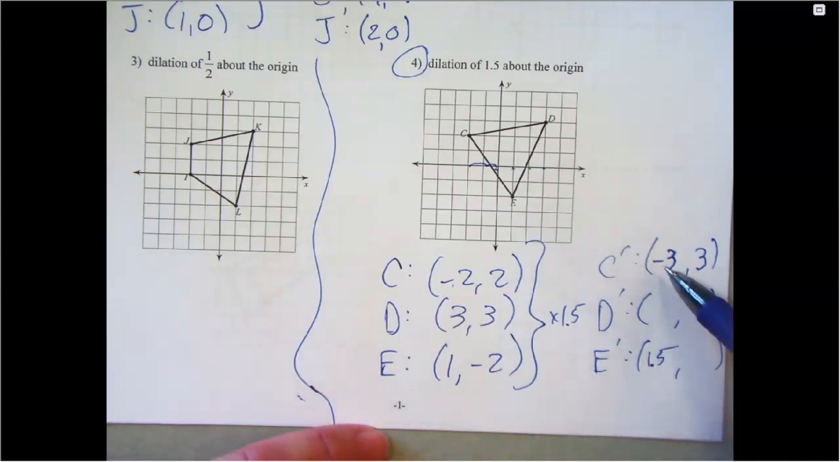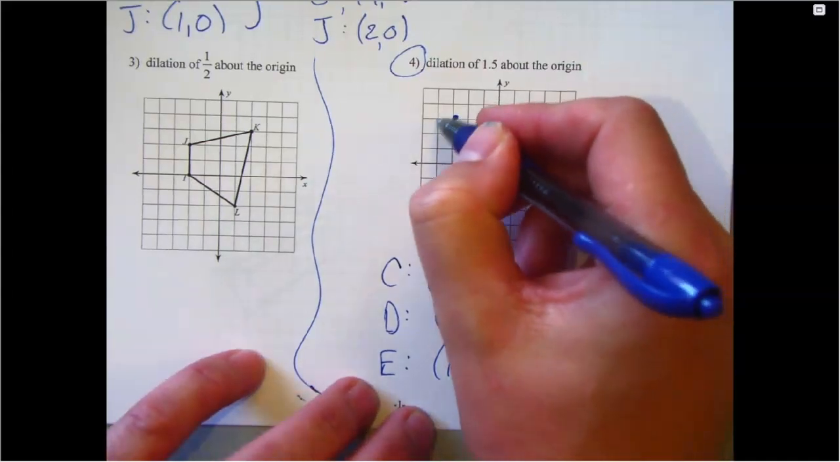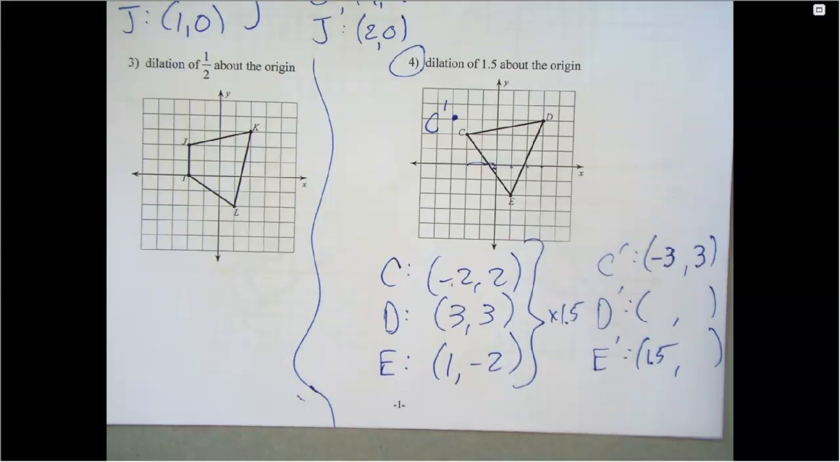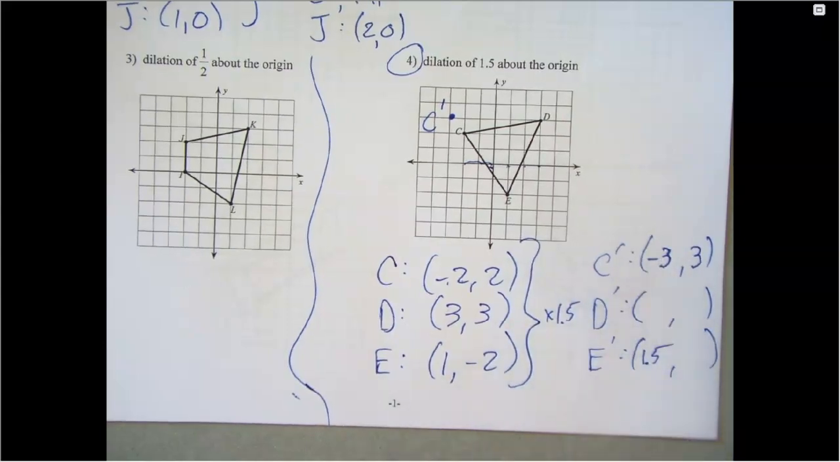So for C prime, I got negative 3, 3. So you gotta check your first one, hopefully you got that as well. And all I'm doing is taking these two numbers, multiplying them both by 1.5 and just write them down. And then I put it right.